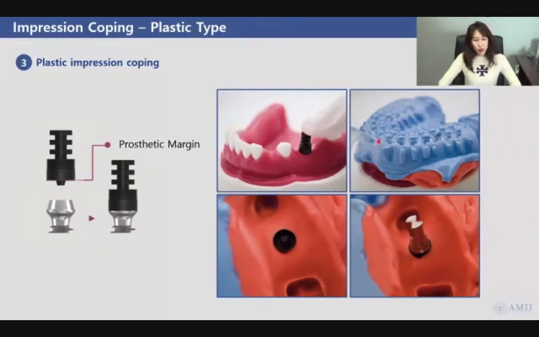And just take an impression with the heavy and the light body. And when you remove the impression body, it's just going to be picked up in the impression itself. Then the coping is embedded in the impression material. And then you just connect the lab analog to it, and that's it.